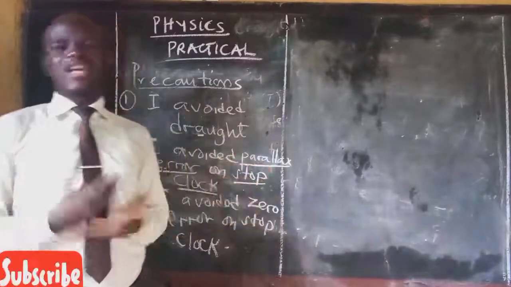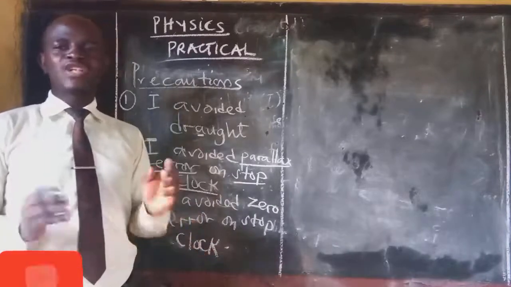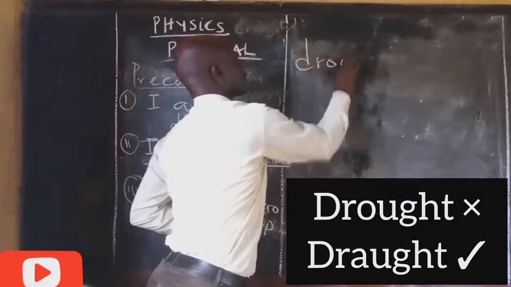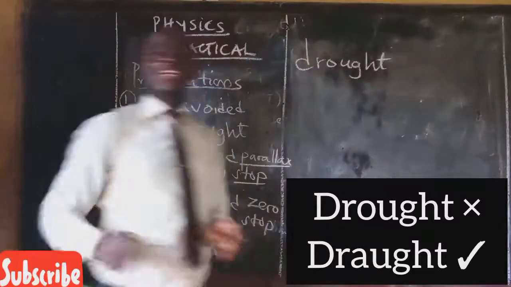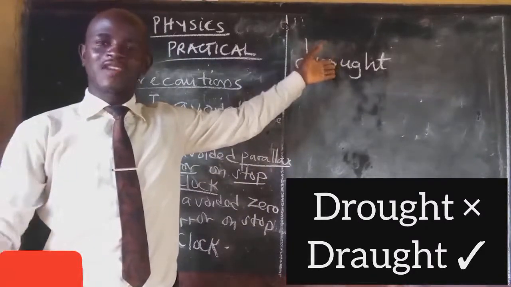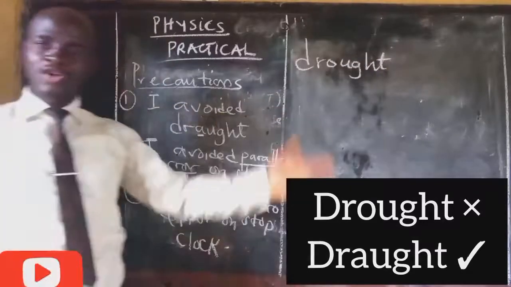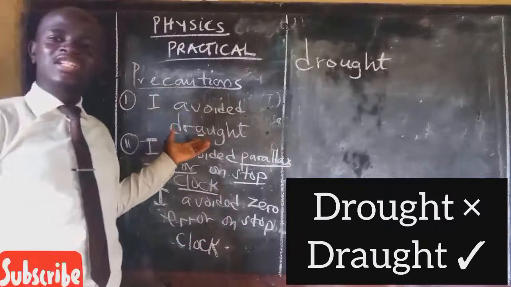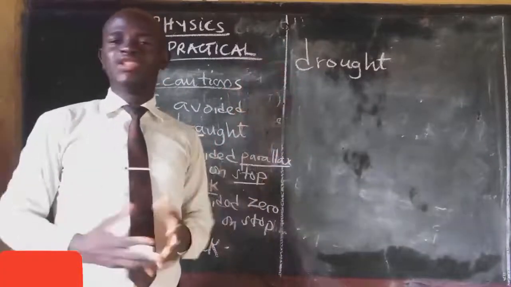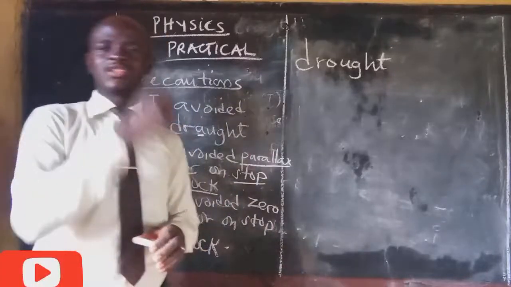In a simple pendulum experiment, draughts can affect the experiment, and you need to take note of the spelling of this draught, not this one. We have 2 words like this in the English language. This one means lack of rain, and we are not talking about this one here. We can only talk about that one in agricultural science or in biology. This one is draught, a strong wind that is blowing. So you need to take note of the spelling of draught that we are considering here.